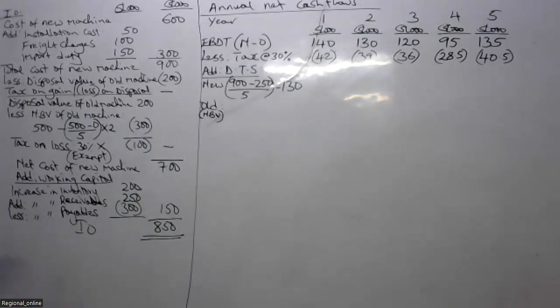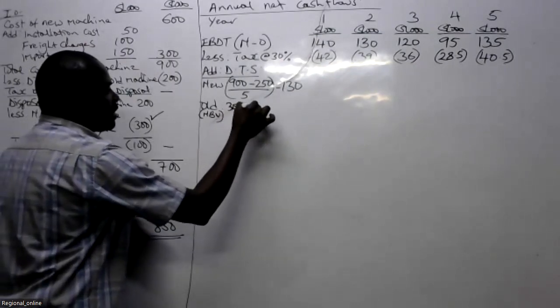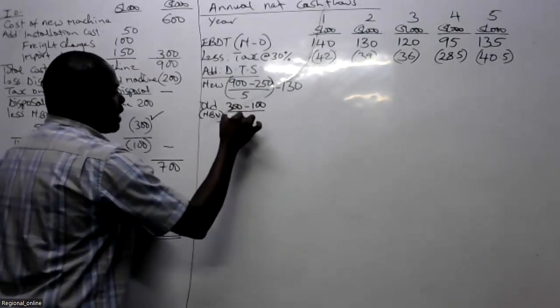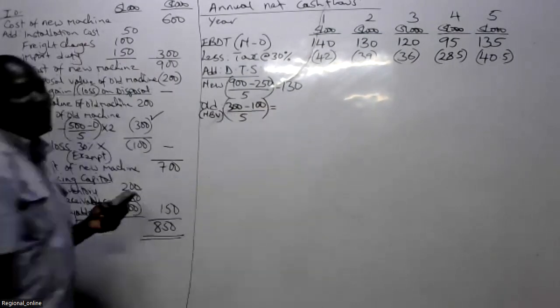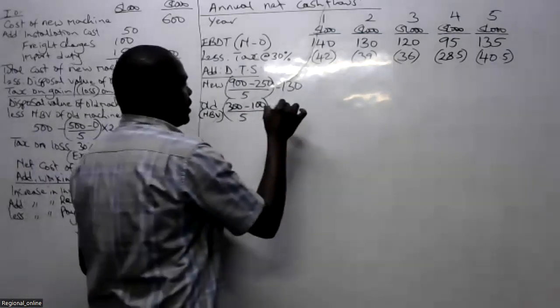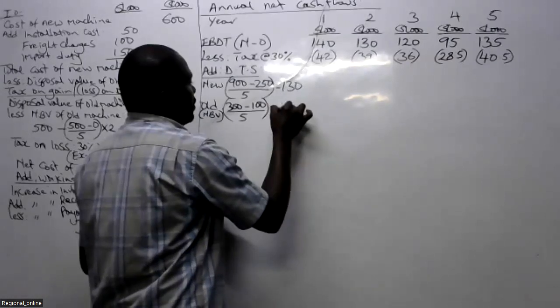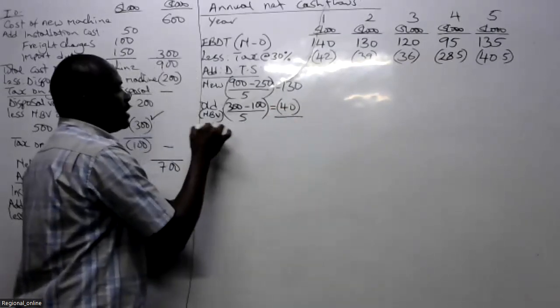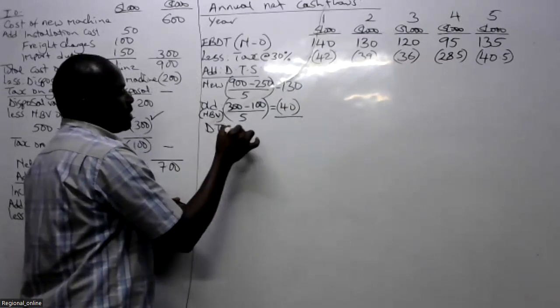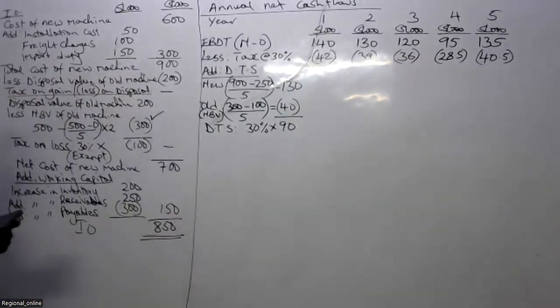So our NBV is how much? 300. What will the salvage be now? For how many years? 5 years. So 200 over 5. How much? 40. 40. So we have the DTS. 30% of 90. 27. Is it?